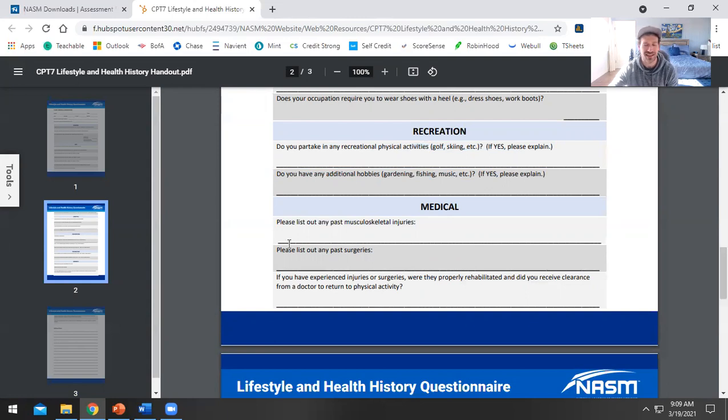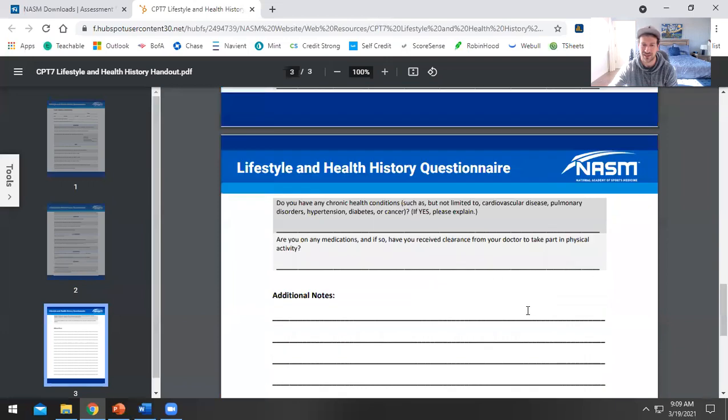And let me tell you, inevitably, you will go through this whole process and you will have a client who later says, oh, well, I did have knee surgery six months ago. And it's like, I asked so specifically. And they say, oh, I didn't think it mattered. It's not all of them, but it is often.